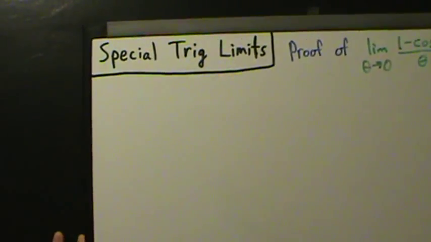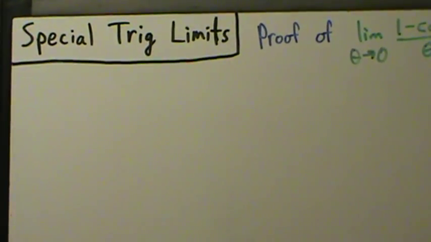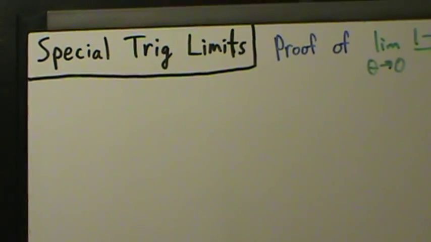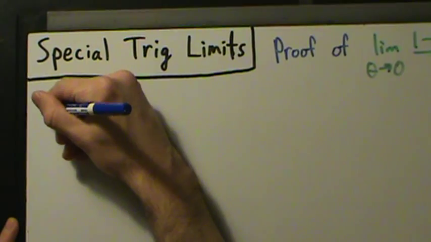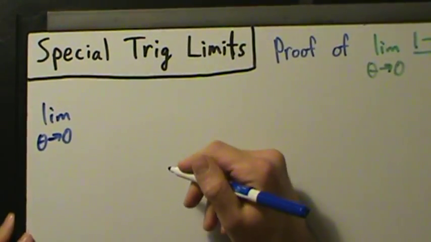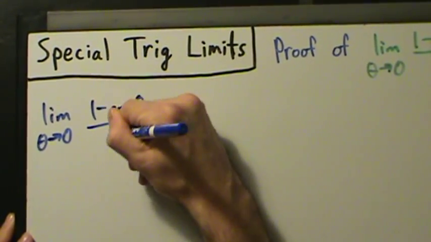So let's go ahead and just start working with this. It's really just going to be some algebraic manipulations. We don't have to do anything crazy or complicated like with the proof of the other special trig limit. But let's go ahead and start with this. The limit as theta goes to 0 of 1 minus cosine theta all divided by theta.